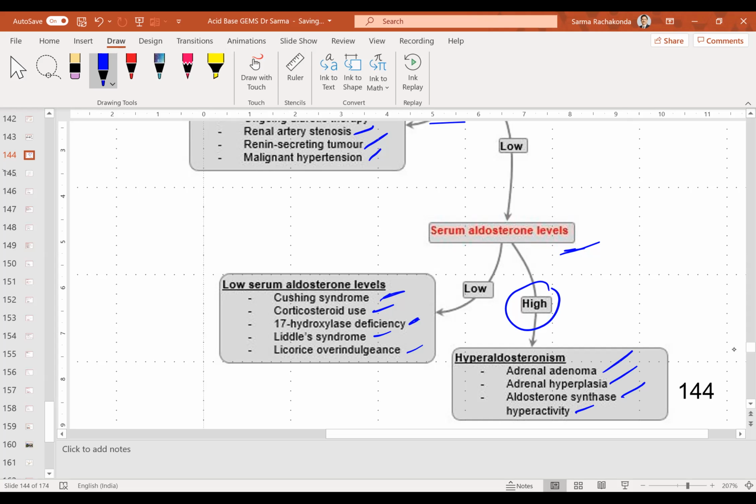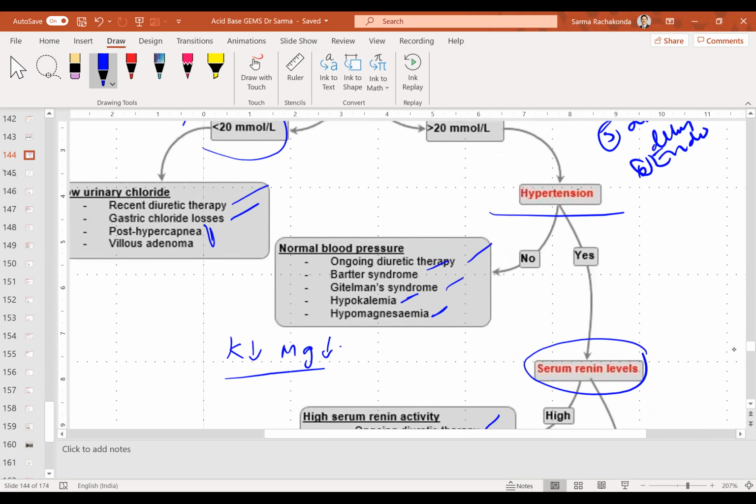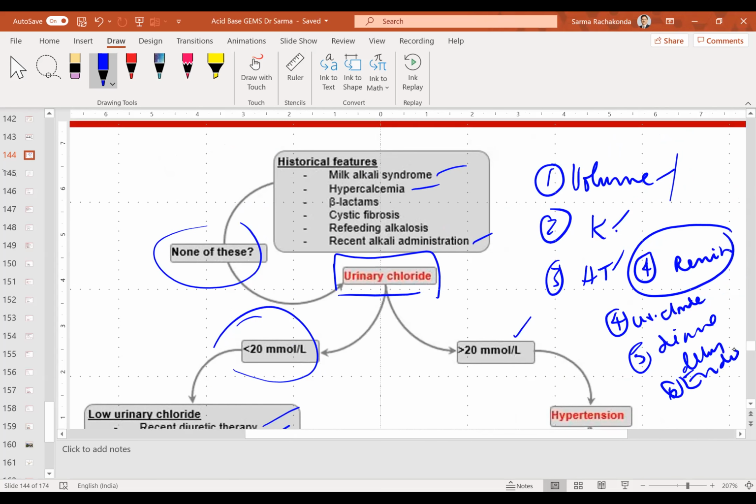Either adrenal adenoma, or adrenal hyperplasia, which is the next important cause, bilateral adrenal hyperplasia, BAH, or there is an aldosterone synthetase hyperactivity. This is how I do a differential diagnosis of a case of metabolic alkalosis.